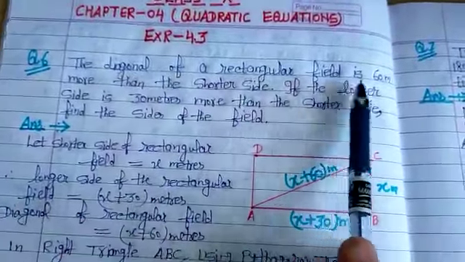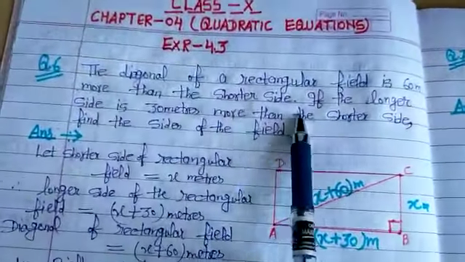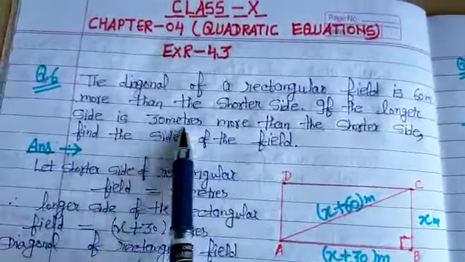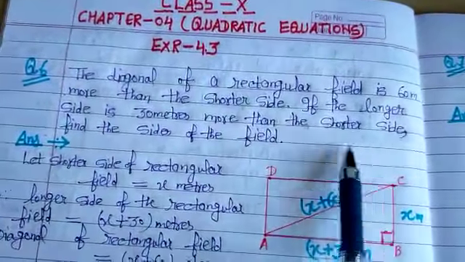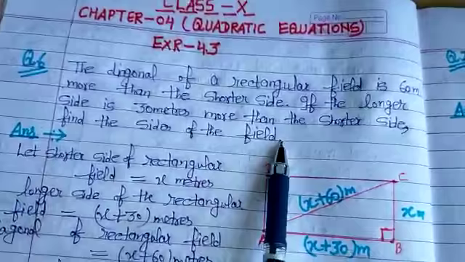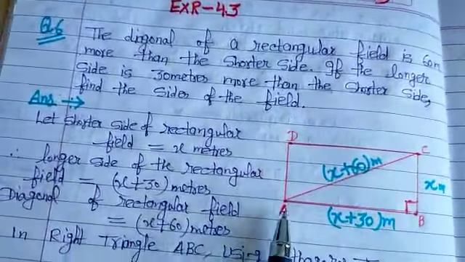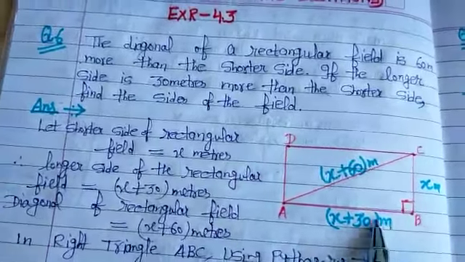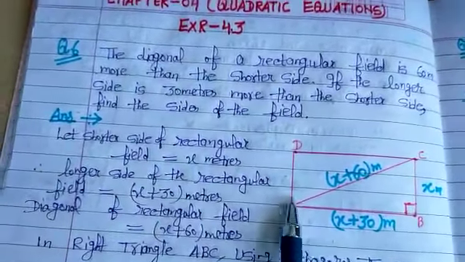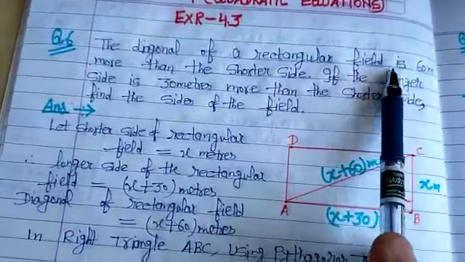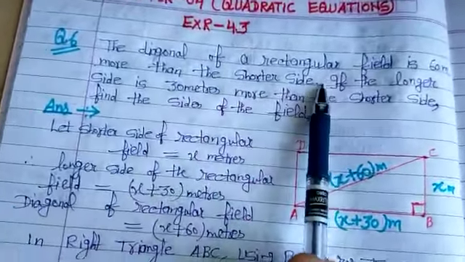The diagonal of a rectangular field is 60 meter more than the shorter side. If the longer side is 30 meter more than the shorter side, find the sides of the field. So this is the rectangular field. Let us suppose that it is ABCD, and it is given in the question that the diagonal of the rectangular field is 60 meter more than the shorter side.